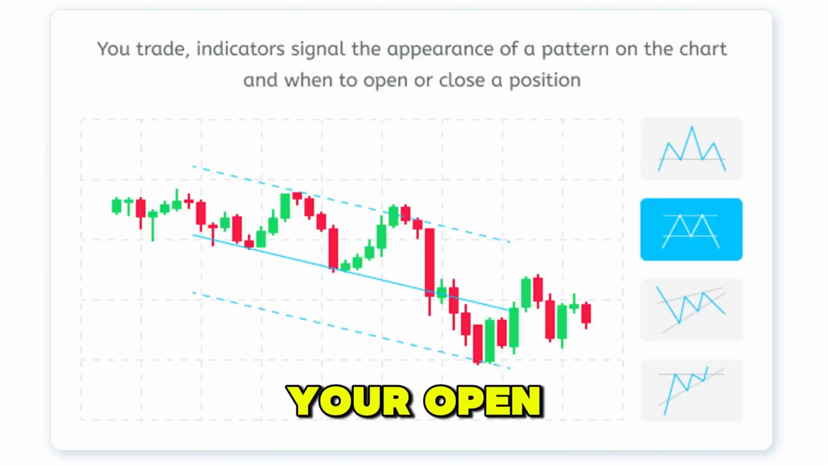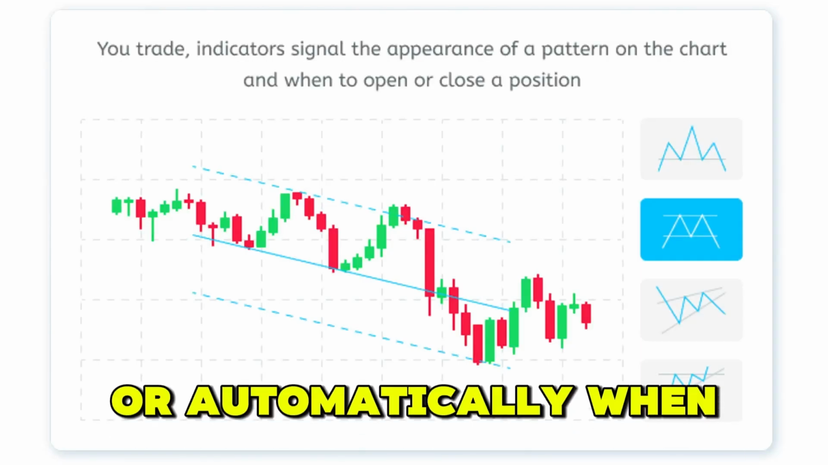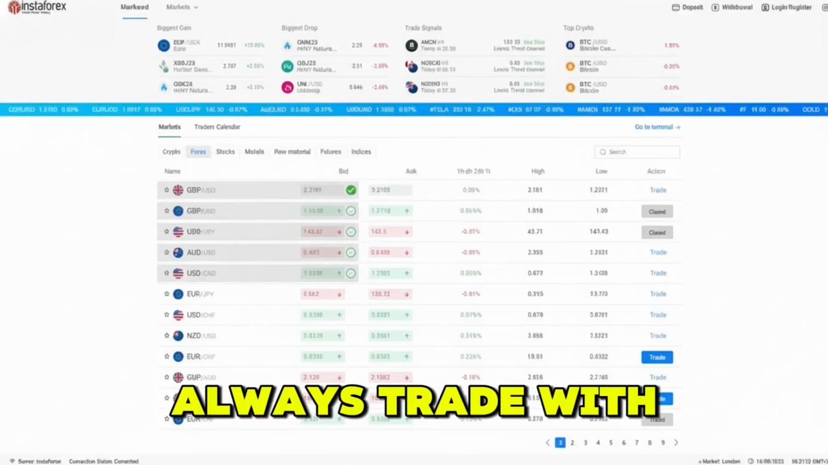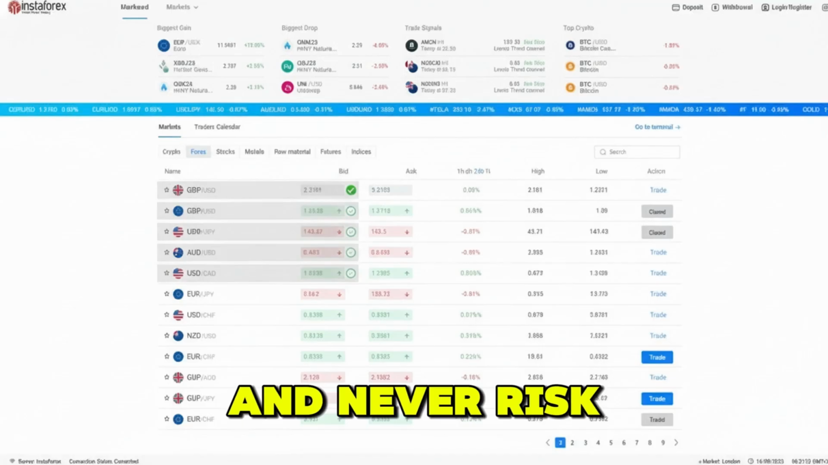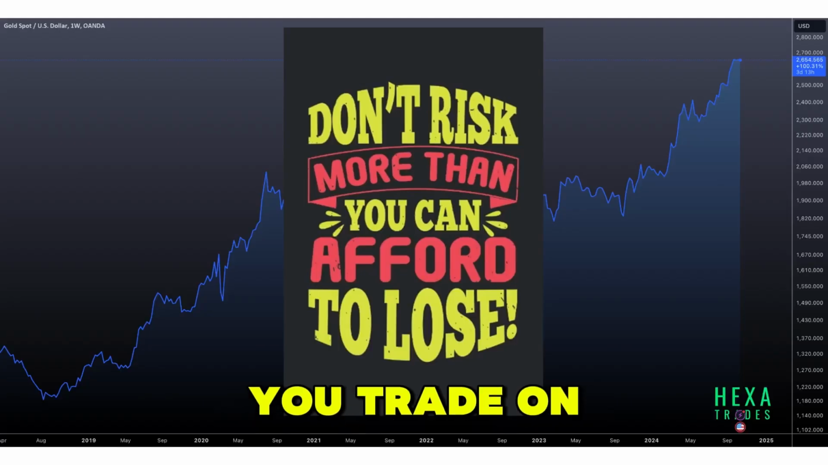You can monitor your open trade from the Positions section and close it manually or automatically when your target is reached. Always trade with proper risk management and never risk more than you can afford to lose. And that's how you trade on InstaForex.